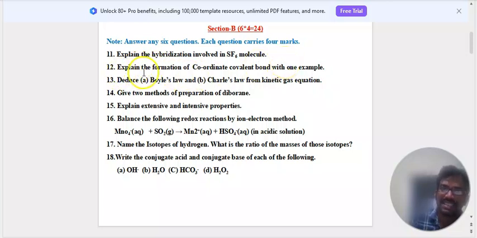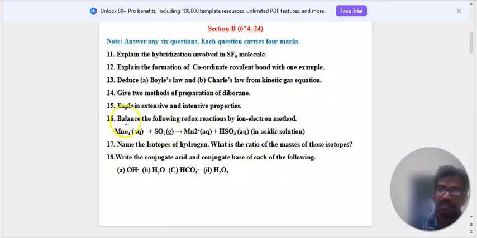And 12th question is explain the formation of coordinate covalent bond with one example. And 13th one, deduce Boyle's law or Charles law from kinetic gas equation. 14th one, give two methods of preparation of diborane. 15th question, explain intensive and extensive properties.